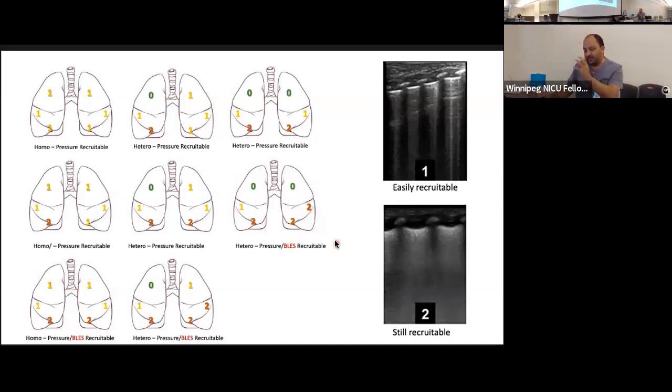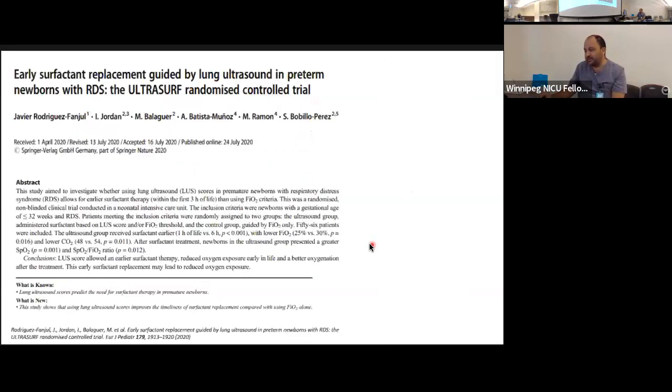I know this may be causing headache, but I was trying to figure out, okay, why not score 6? A score of 6 with 1-1 means there are good A lines, so it's an easily recruitable lung, and the non-invasive pressure support should be enough. But when you speak of one zone of 2, I can say it's still recruitable, but beyond 2 zones with 2, it might be difficult for a small baby to recruit the lungs even with the support from the CPAP.